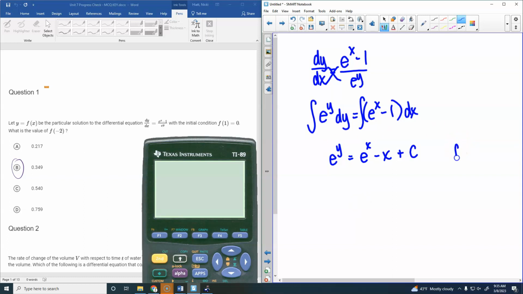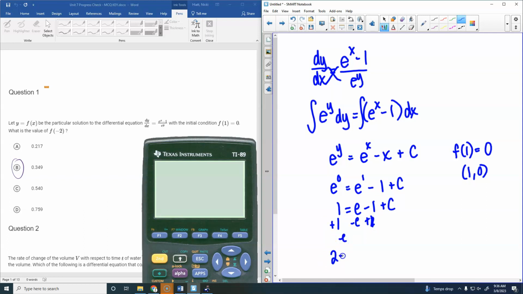And so they give you the initial condition y of 1 equals 0. So that's the point (1, 0). You're going to plug it in. So e to the 0 equals e to the first power minus 1 plus c. So this is 1 equals e minus 1 plus c. We could add the 1 there and then subtract that e. So we'd get 2 minus e for our c. If you want to, you can use a decimal for that as calculator active.